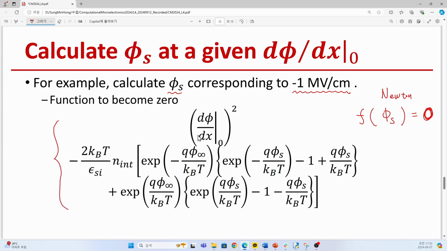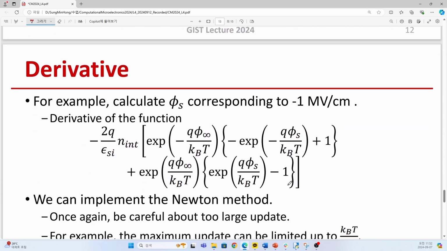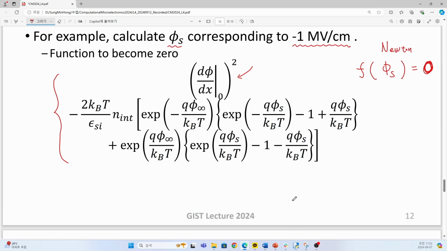The difference between the square of surface field gradient and long terms. However, its derivative with respect to phi s is so straightforward. Why? Because it doesn't make any sense. And also here you can see that this one vanishes and this one vanishes, and this one just gives us q over kBT. Also this one gives q over kBT.